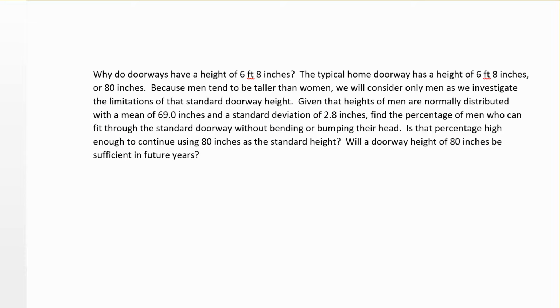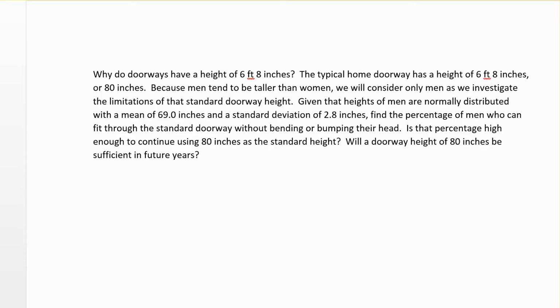So we said one of the main things we're going to do in this section is apply the standard normal distribution. So let's take a look at this problem of why do doorways have a height of 6 feet 8 inches. The typical home doorway has a height of 6 feet 8 inches or 80 inches. Because men tend to be taller than women, we will consider only men as we investigate the limitations of that standard doorway height. Given that heights of men are normally distributed with a mean of 69 inches and a standard deviation of 2.8 inches, find the percentage of men who can fit through the standard doorway without bending or bumping their head. That'll be our first task.